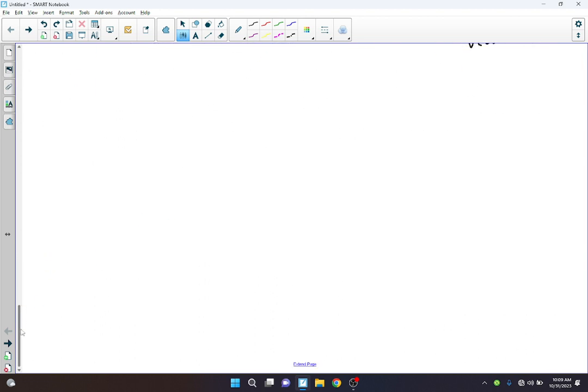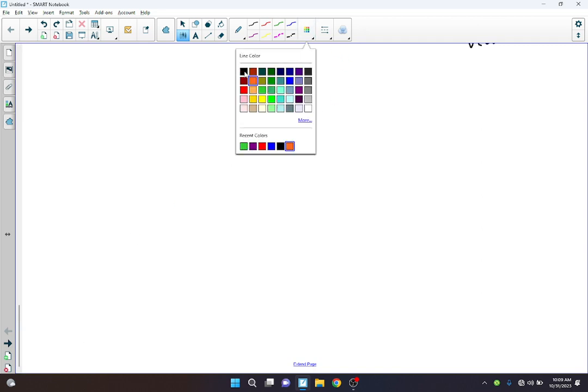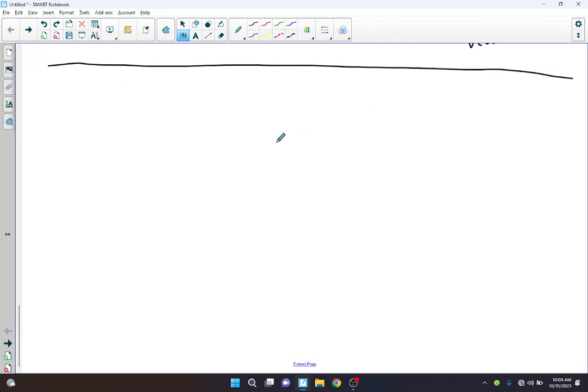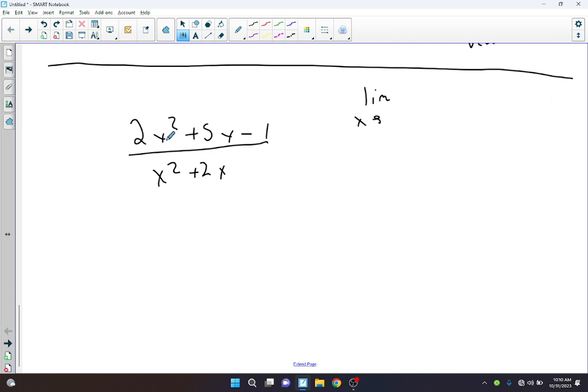All right, and this is going to be a reminder of the asymptote stuff, because the asymptote stuff is important for infinite limits. So let's say we do this one: 2x squared plus 5x minus 1 over x squared plus 2x. Okay. Now I'm purposely going to ask you for certain limits. So what's the limit of this one as x approaches 0?